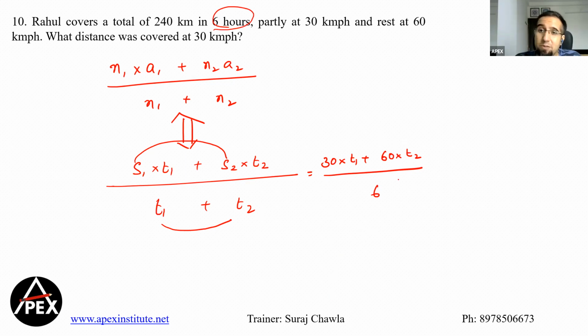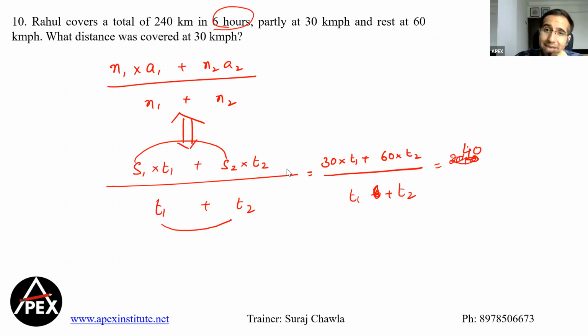This is the average speed. If you want to go with the average speed formula, then the average speed is equal to total distance by total time. That is going to be how much, guys? Total distance by total time is equal to (30 into T1 plus 60 into T2) divided by (T1 plus T2) is equal to 40. Now if you alligate, you get the answer.